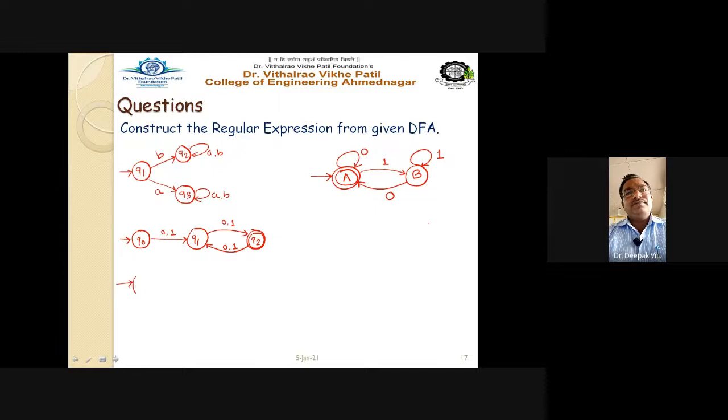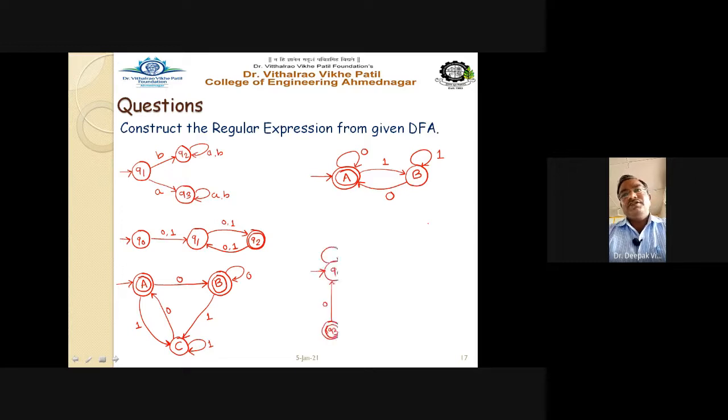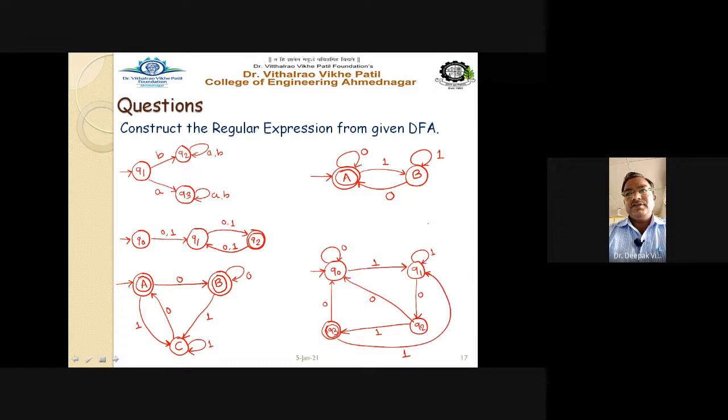You have to solve it. Then the next one has capital A, capital B, capital C with the transitions on 0 and 1 given here. So we have to write down the regular expression for this automaton. And this is the final one. So in total, 5 automata I have given here. We have to solve each automaton and find out its regular expression. The last one has Q0, Q1, Q2, Q3, Q3 being the final state, and the transitions are shown here, right?